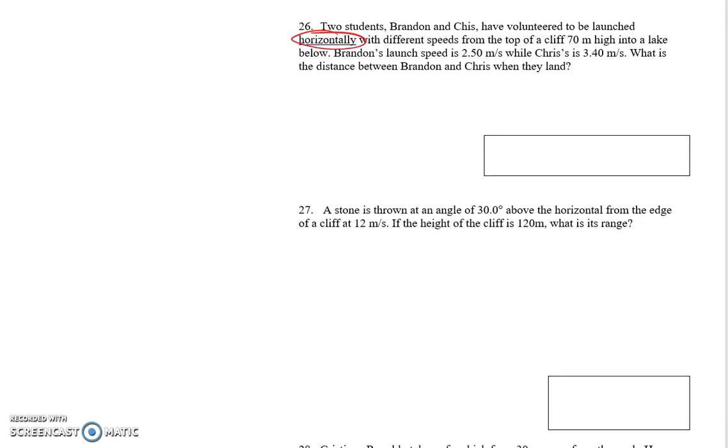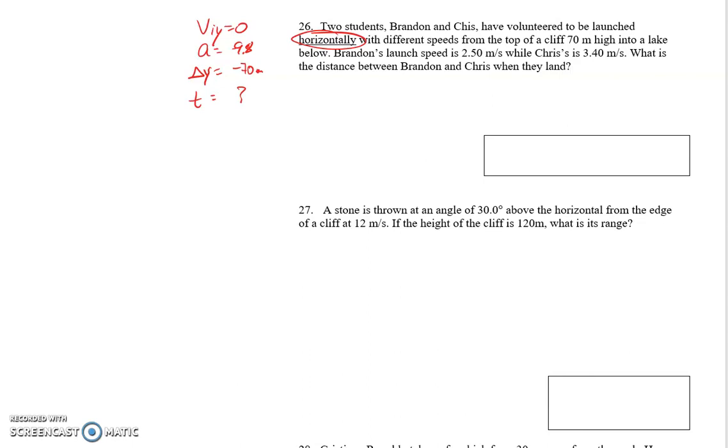So the fact that these are horizontal projectiles is very important. That means their VIYs are 0. Their accelerations are negative 9.8. Their delta y's are both negative 70. So we can find the time that they're going to have, and their times in the air are going to be the exact same because they're falling the same distance from a horizontal shot.